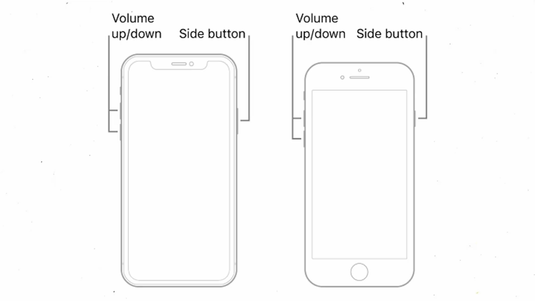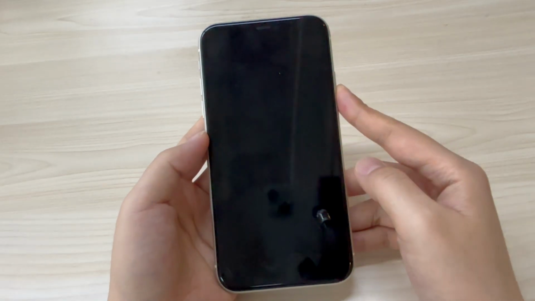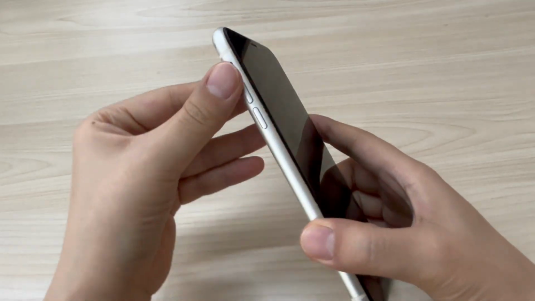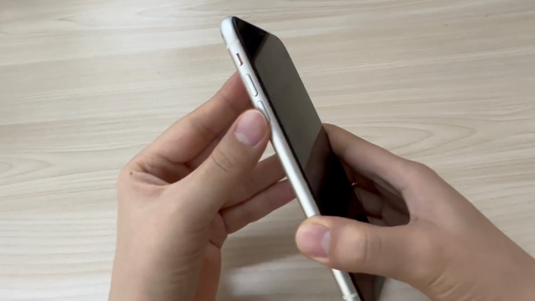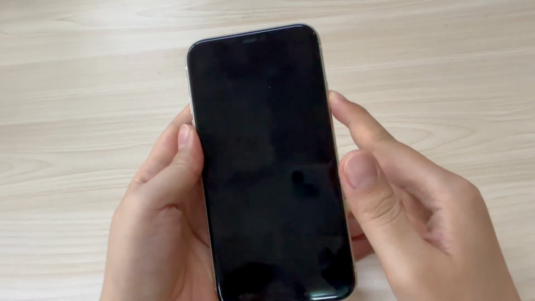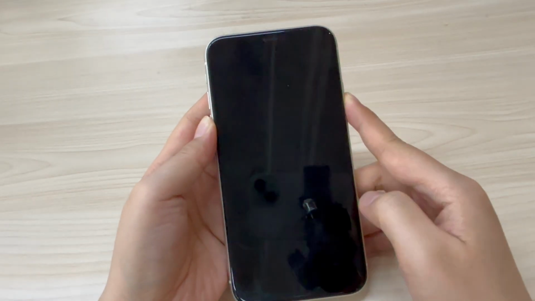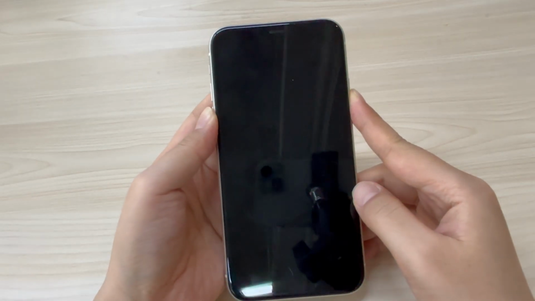Sometimes, the simplest step works. Restarting your iPhone can refresh the system and remove temporary glitches. This method works on all iPhone models. I will use my iPhone 11 to show you how to restart the device to solve the "This Apple account is not active" issue. First, press and hold the volume up button, then quickly release it. Then press and hold the volume down button, then quickly release it. Press and hold the side button. When the Apple logo appears, release the side button.